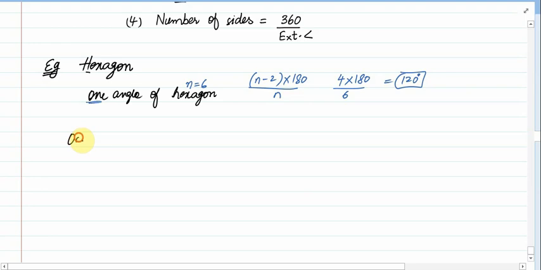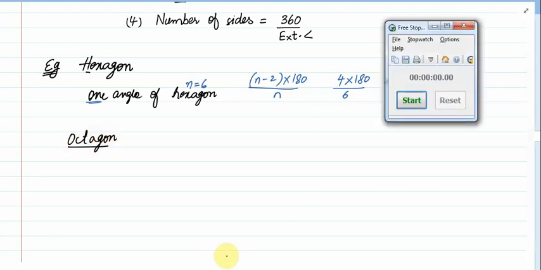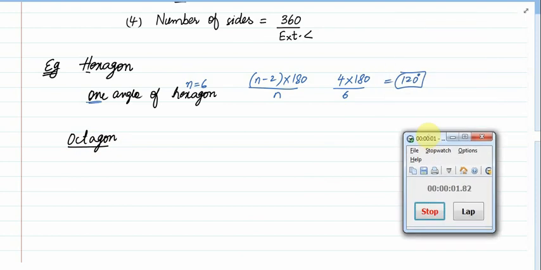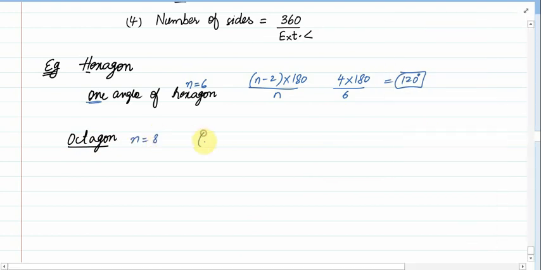Similarly, can you do that for an octagon? Find the one angle of an octagon. The time you have is 1 minute, so start. The working formula we are going to apply is 8 minus 2 into 180 divided by 8, right? 8 minus 2, 6 into 180 divided by 8. So 6 into 180 is 1080 divided by 8, that is 135. So the octagon has one angle of 135 degrees.